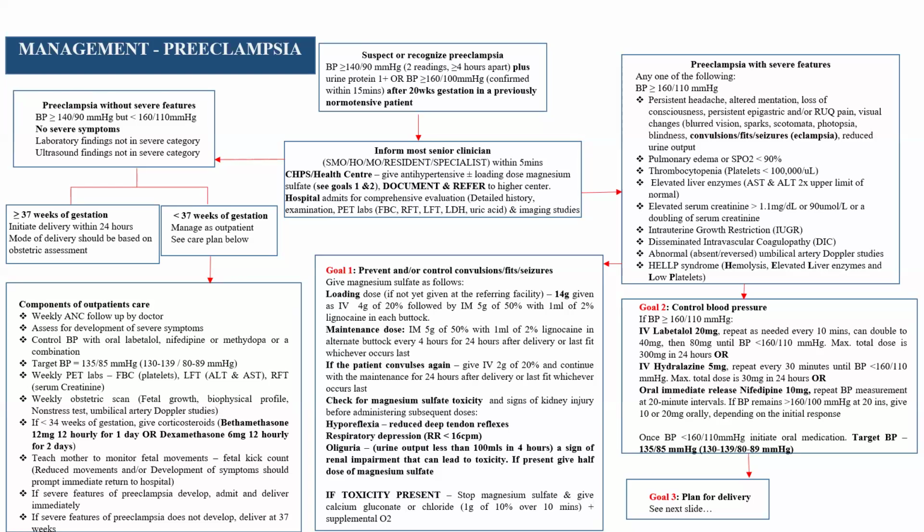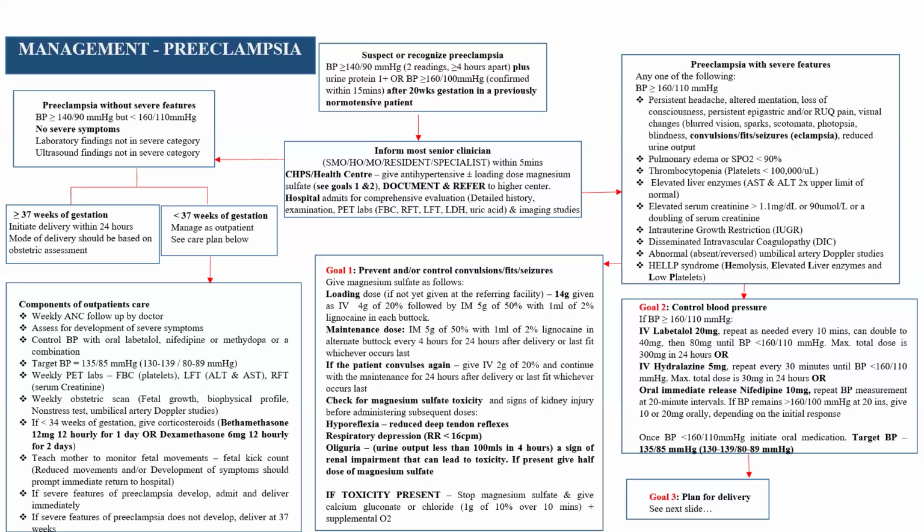And then if there's persistent toxicity, you stop the magnesium sulfate and give the antidote, which is calcium gluconate or chloride. The dosage is 1 gram of 10% over 10 minutes. Then you give supplemental oxygen to support the patient. That's for goal 1, preventing seizures with the magnesium sulfate protocol.